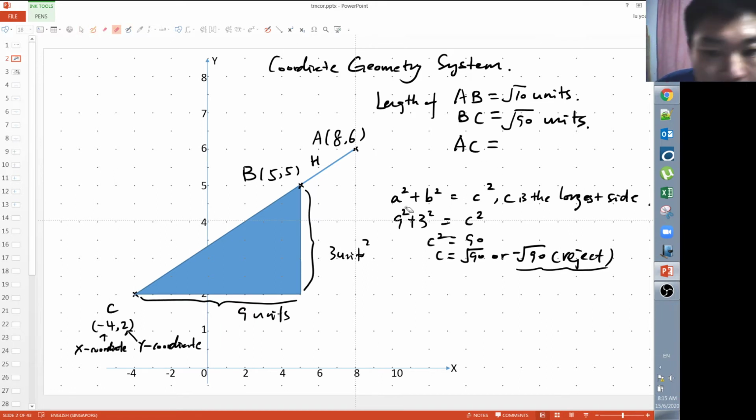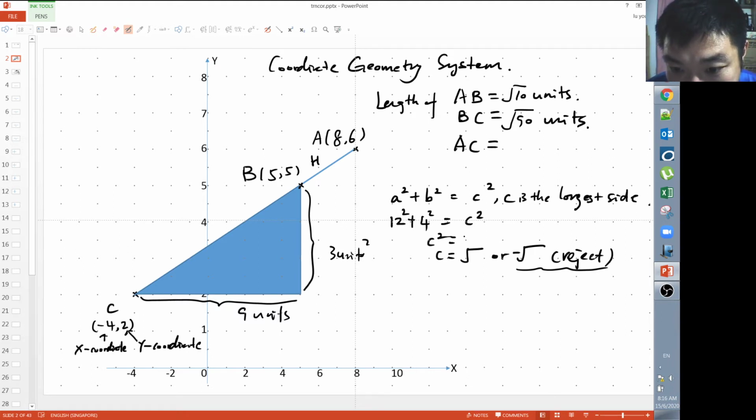So pretty simple. Similarly, let me make use of the Pythagoras theorem here. For AC, I'm talking about AC. The base side is minus 4 to 8, that is 12. And we are talking about the length here, that is from 2 to 6, so that's 4. So this will give you c squared is equal to 160.